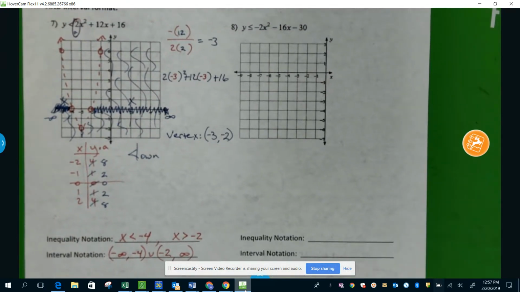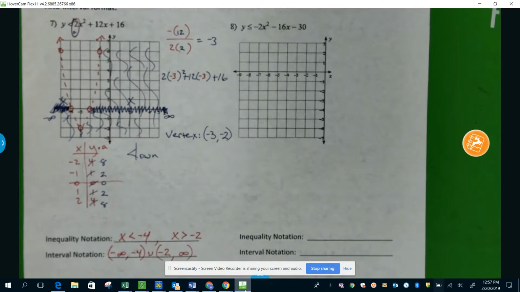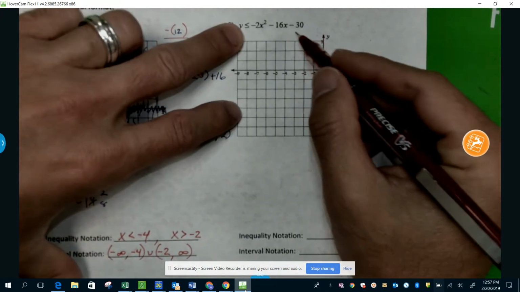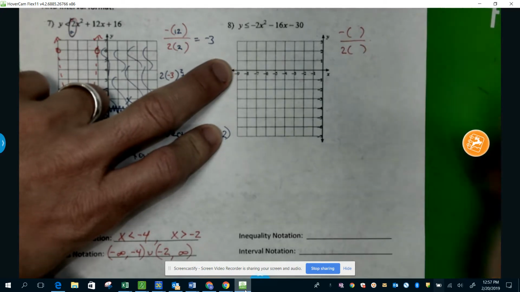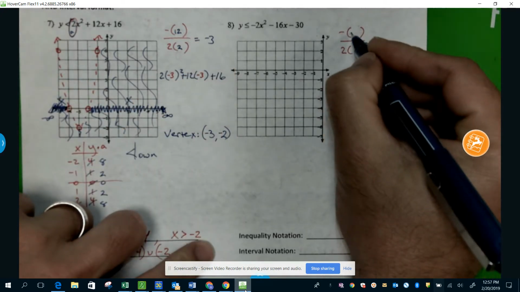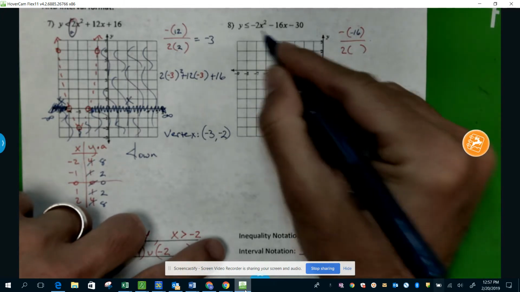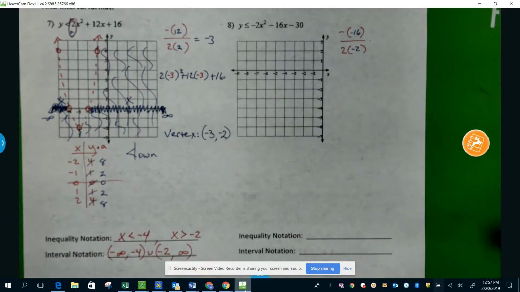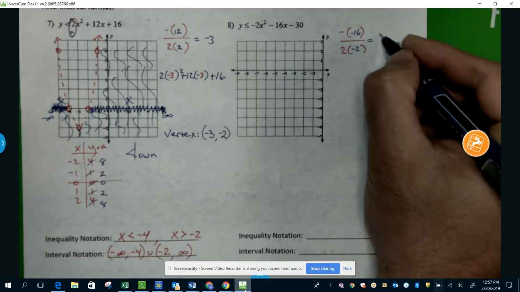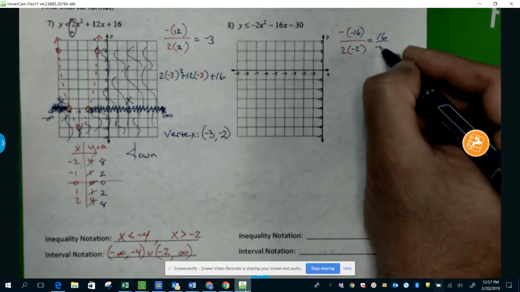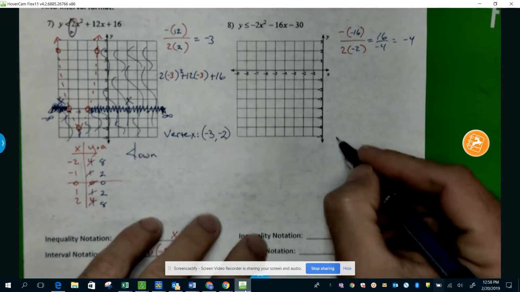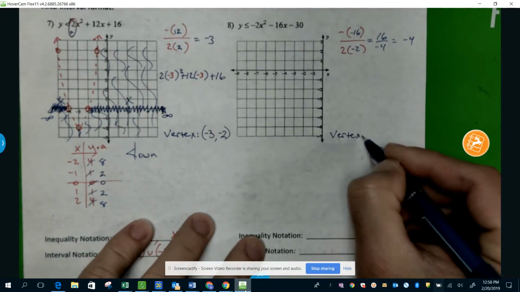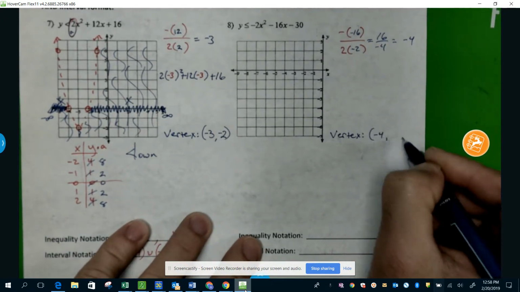Number 8. We are going to be graphing here. The easiest way to find the vertex is to go negative b over 2a. In this case, my b is negative 16, and my a is negative 2. So negative 16 is actually a positive 16. 2 times negative 2 is negative 4. 16 divided by negative 4 is negative 4.